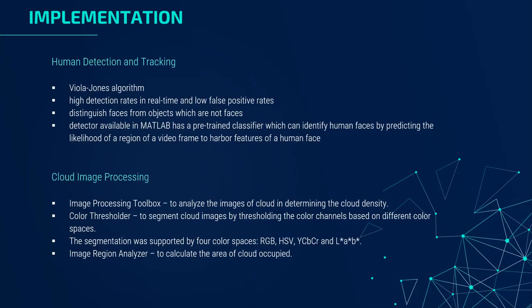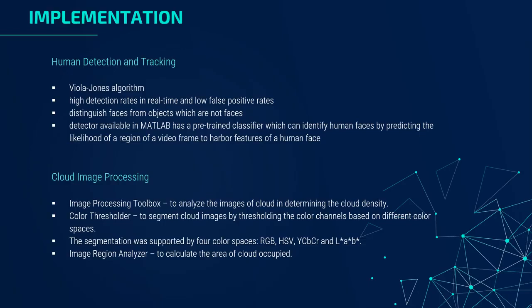This part is about the implementations of the image-based smart lighting simulation tool. The primary platform for implementation of this paper is MATLAB. For human detection and tracking, the Viola-Jones algorithm was used for its high detection rate in real time and low false positive rate. It can distinguish the face from objects which are not face. The detector available in MATLAB has a pre-trained classifier which can identify the human face by predicting the likelihood of a region of a video frame to harbor features of a human face.